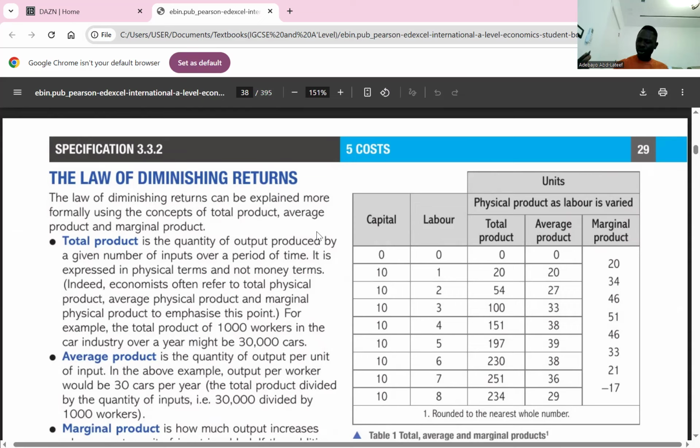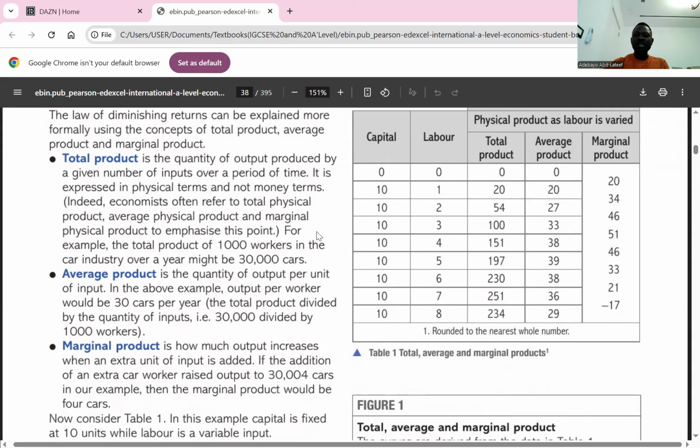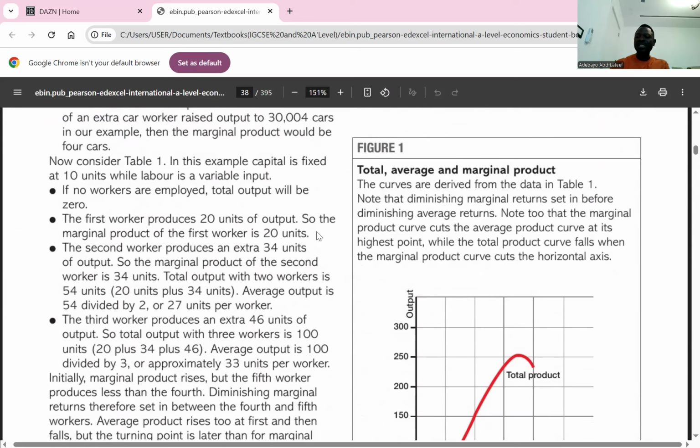As more workers are employed, the output continues to rise over time. But it's going to get to the optimum level, which you cannot exceed. Because when you exceed the optimum level, it will start diminishing. That is what we call the law of diminishing returns or the law of diminishing marginal productivity. Any question about that? No. So this can be graphically represented like this. This implies that the total product, average product, and marginal product initially rise before they start falling.